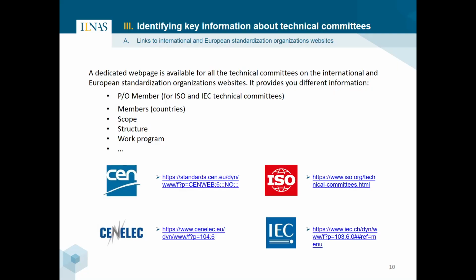Now, to wrap up this training, I want you to know that each international or European standardization organization has its own website, where you can find all the information about each technical committee, such as the different members, the scope of the technical committee, the structure, their working program, and so on. This information is accessible to anyone, not only the delegates.